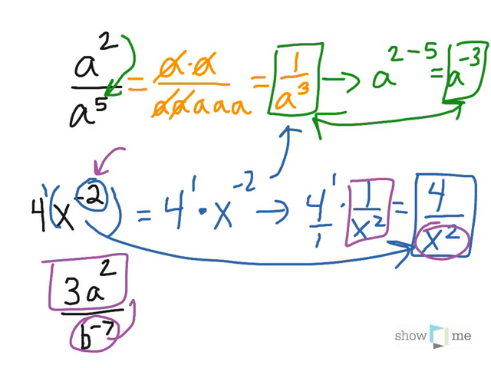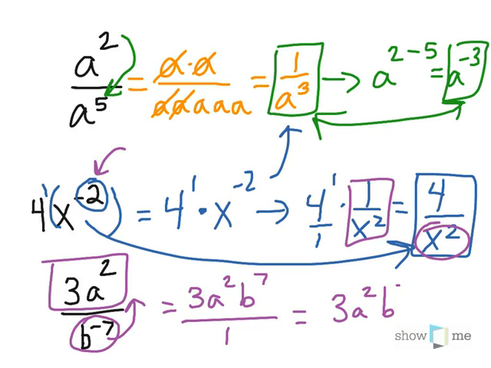So what I'm going to do is I'm going to flip this, and it's really going to come to the top of the fraction now, but it's now positive. So this is really 3a squared b to the 7th all over 1. Or we can just write it as 3a squared b to the 7th. We don't need to put that 1 in there.